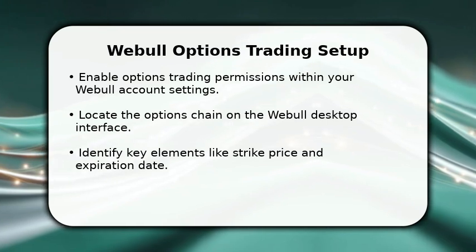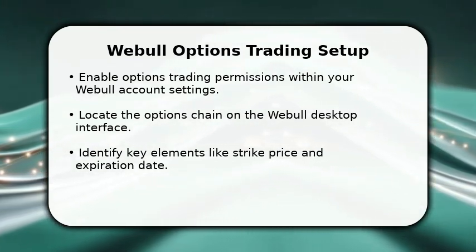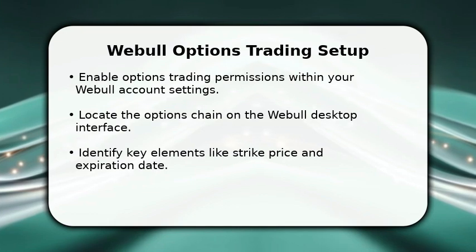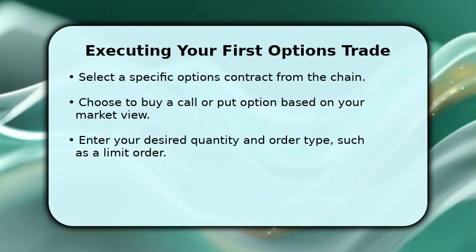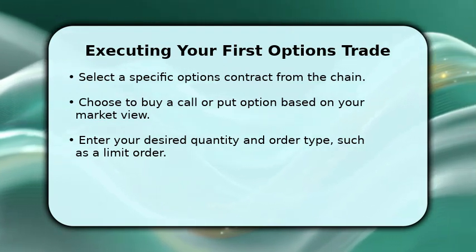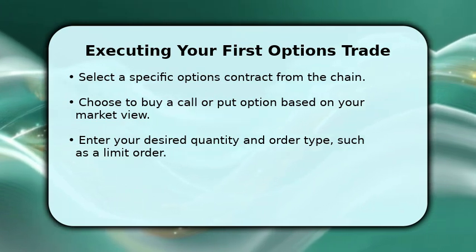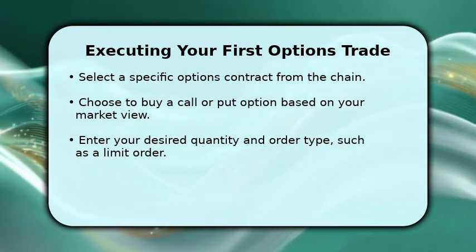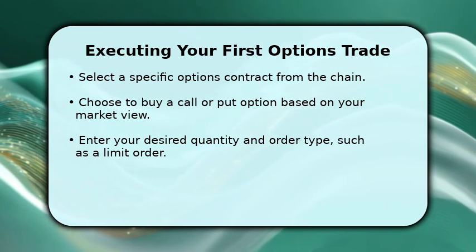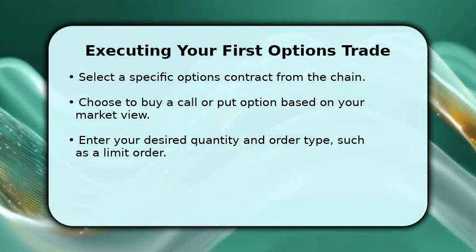We will explore how to interpret this data, including understanding strike prices and expiration dates to prepare for your first trade. Now let's place a trade. After selecting a stock, click on the Options tab to view the options chain. Decide if you want to buy a call, betting on a price increase, or a put, anticipating a decrease. Pick your desired strike price and expiration.